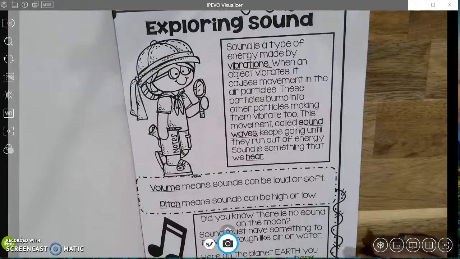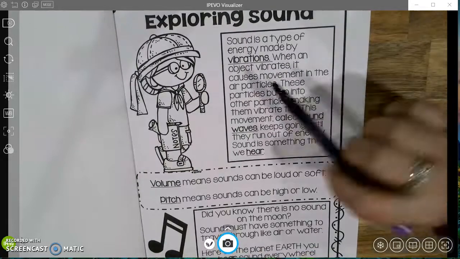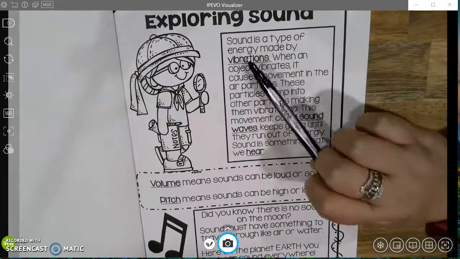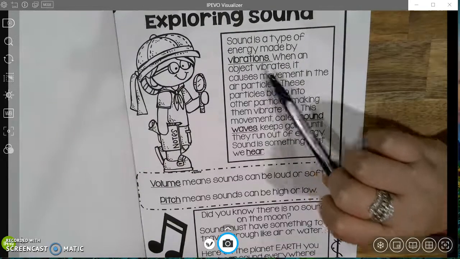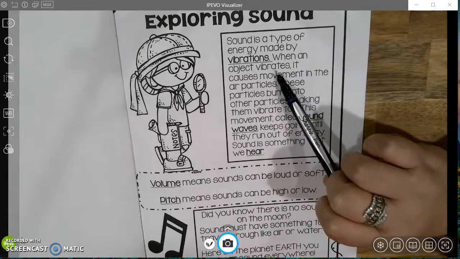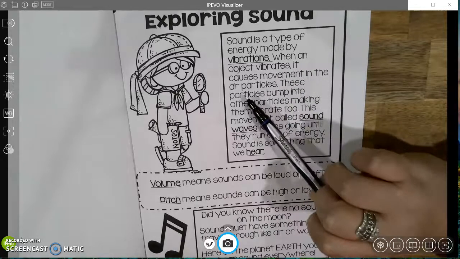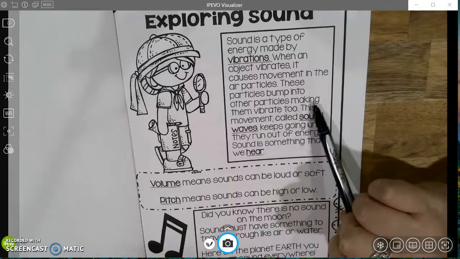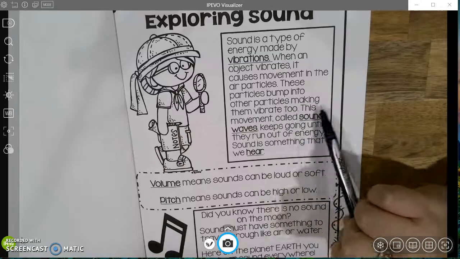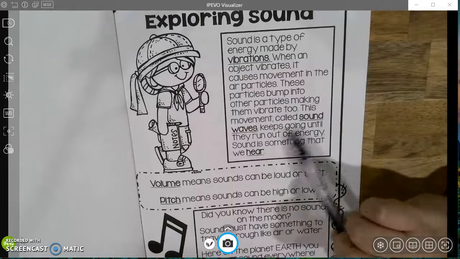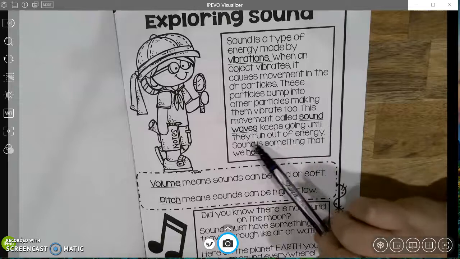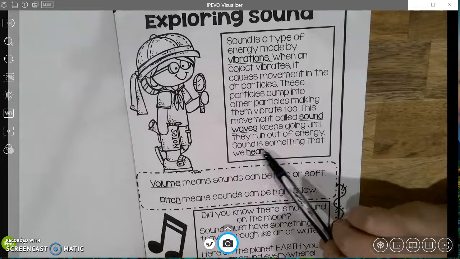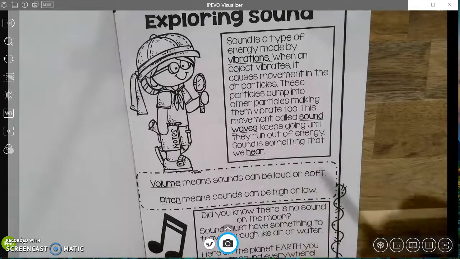So we are exploring sound. Sound is a type of energy made by vibrations. When an object vibrates, it causes movement in the air particles. These particles bump into other particles, making them vibrate too. This movement, called sound waves, keeps going until they run out of energy. Sound is something that we hear.